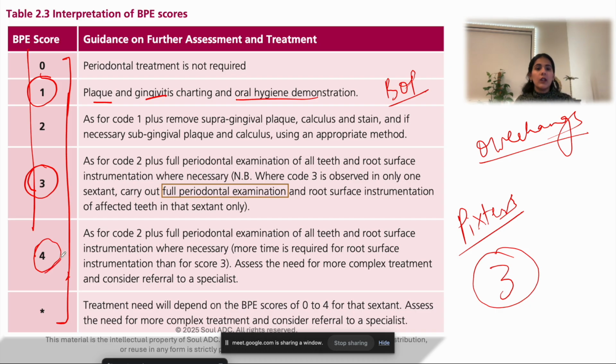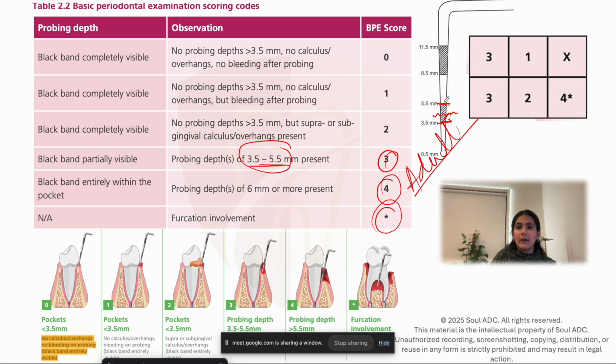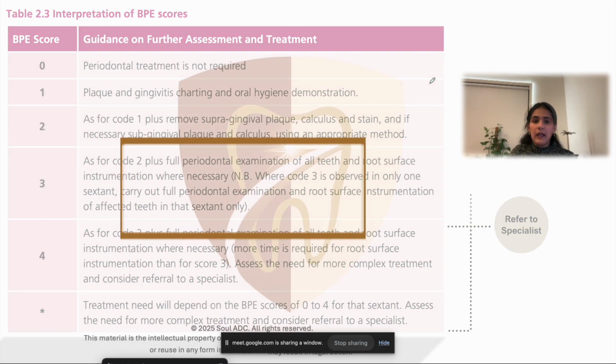So what are we going to do? We are going to do a full periodontal examination of all the teeth. We are going to give the patient instructions on what they have to do at home: cleaning, brushing, flossing, all those things. We are going to do the treatment as well. All these things will come when the score is 4. And what was 4? 4 was when our probe went past this level, and it is somewhere here or here or here. So anywhere here it is. I hope I have not made anything confusing.